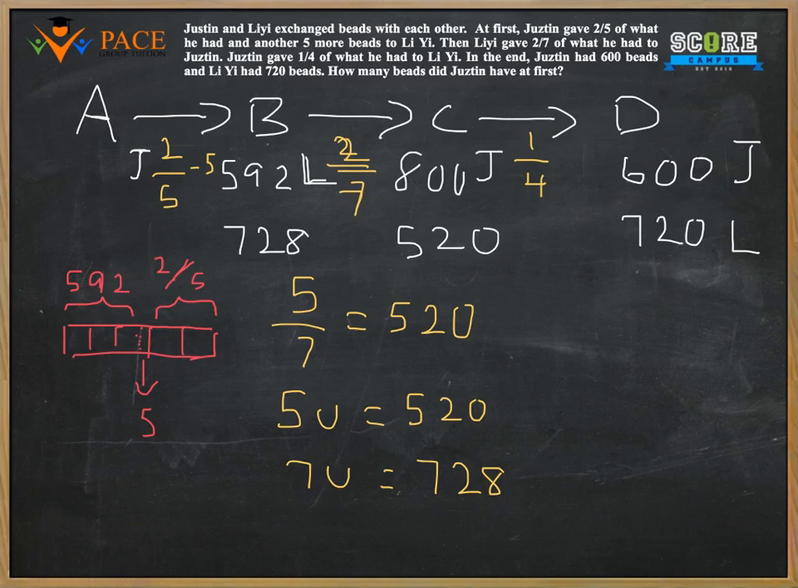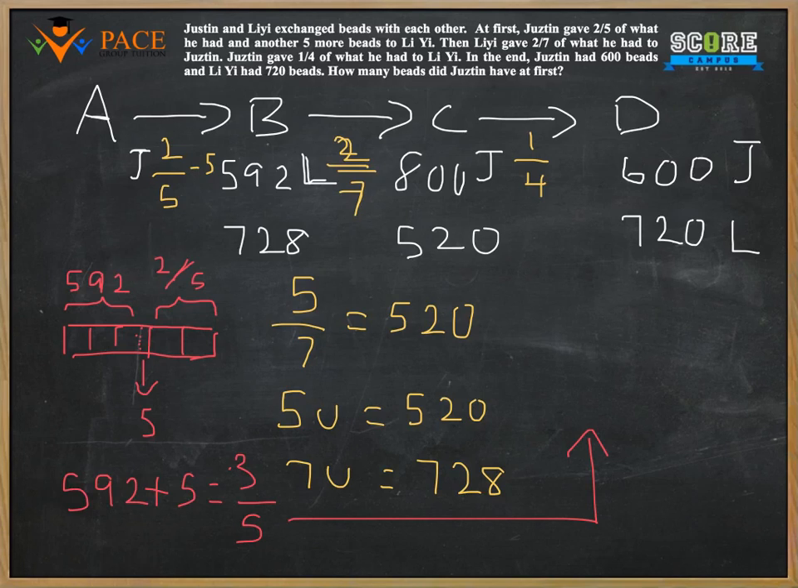Let me repeat that. Justin gave 2/5 minus 5. Now look at that model over there. You know Justin has 592 right now, and he gave 2/5 and another 5. Now, can we now say that 592 plus 5 equals 3/5? Can we now say that? Yes or no? You tell me.